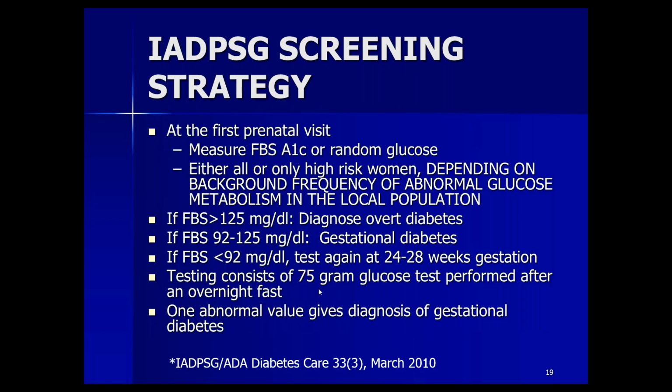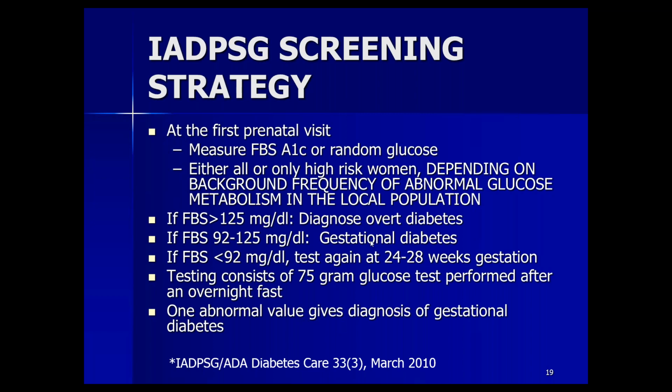Now, screening strategies, again, this is what was recommended back in 2010, and so this is familiar to a lot of us. At the first prenatal, just check a fasting, a hemoglobin A1C, or a random glucose, either on all patients or only your high-risk local group, depending again on what the frequency of abnormal glucose metabolism is in your local population. If your fasting's over 125, just call it overt diabetes.